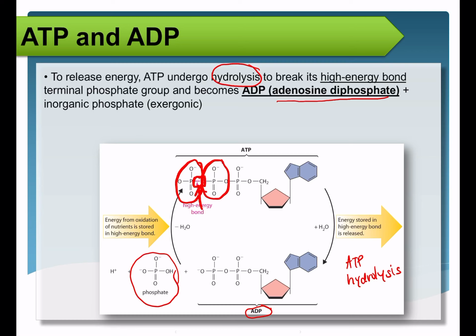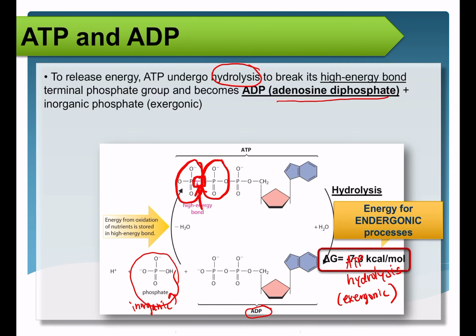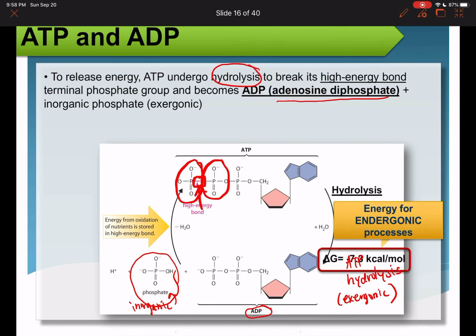Okay, so inorganic phosphate group. Okay, and this is considered an exergonic reaction because it releases energy from the phosphate bonds of those phosphate groups. Now, the exact amount of energy that can be released from ATP hydrolysis, and I've just covered it up. There you go.